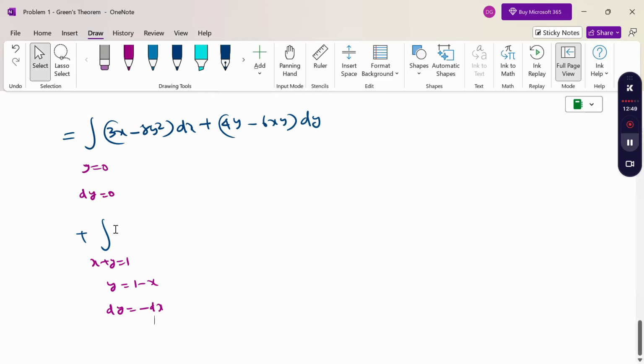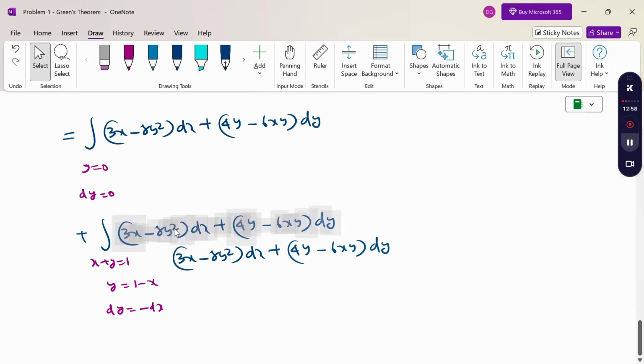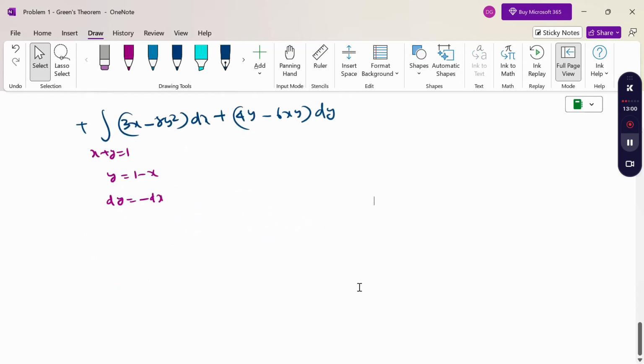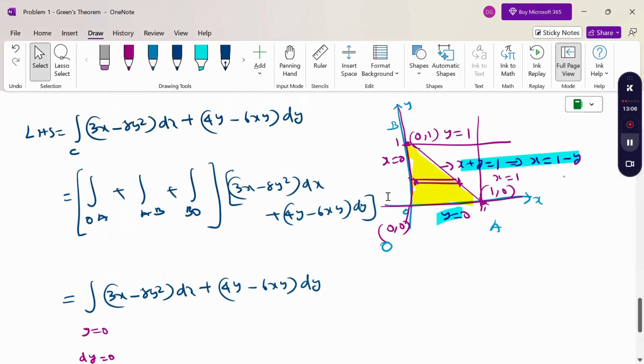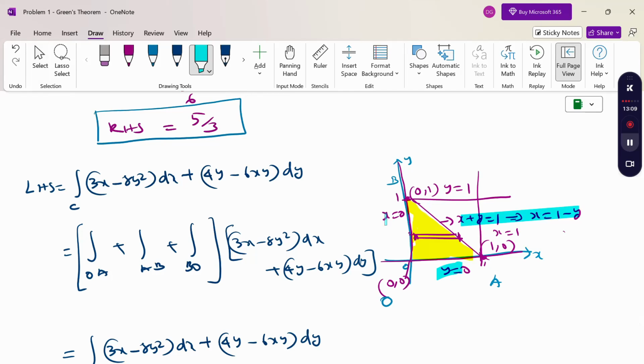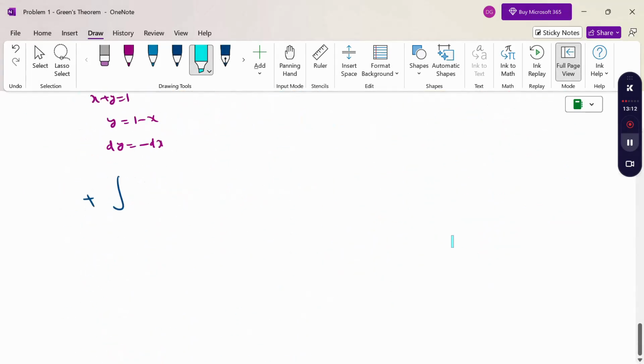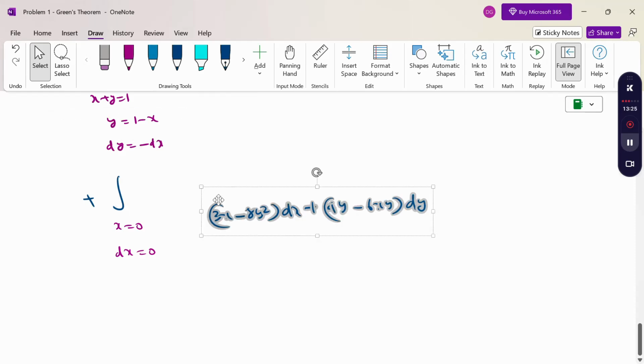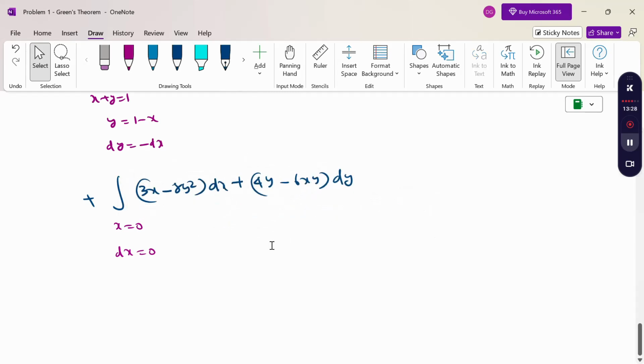Now substitute here the function. What is the function? See, this is (3x - 8y square) dx. This is the one. And what is the third line? B to O. Third line, B to O: x = 0, dx = 0. Now this is our equation, the function. Now substitute the value.